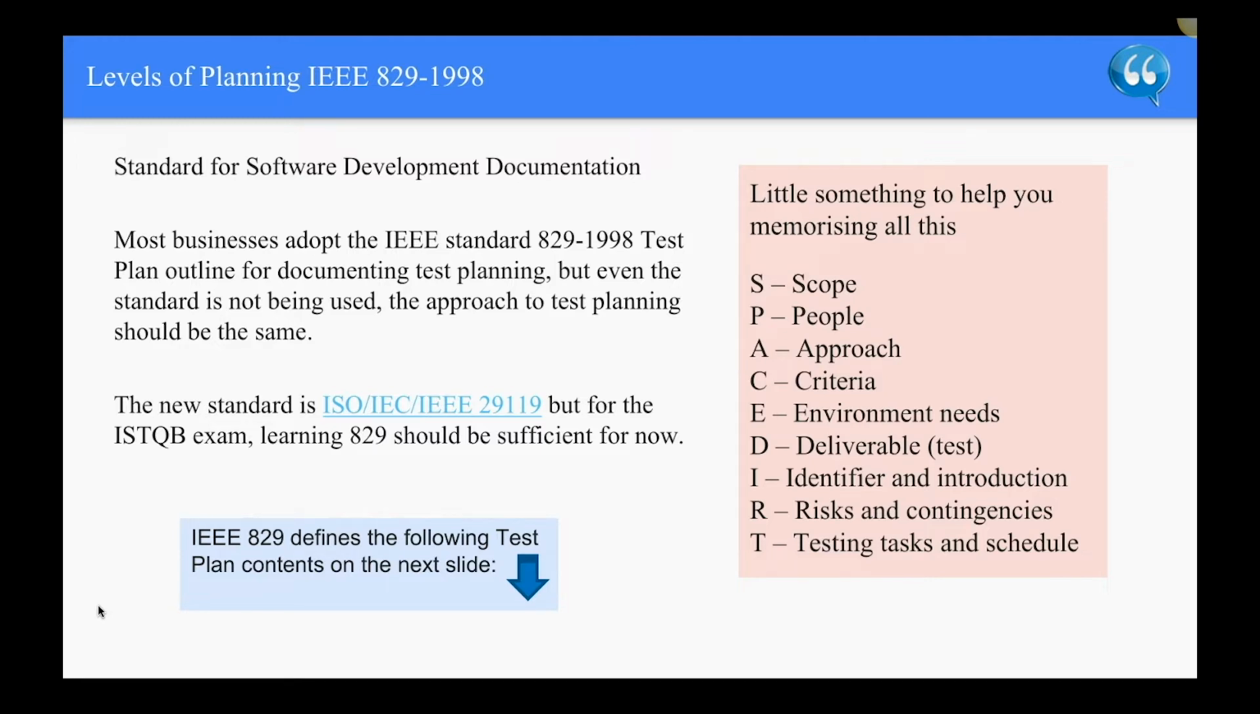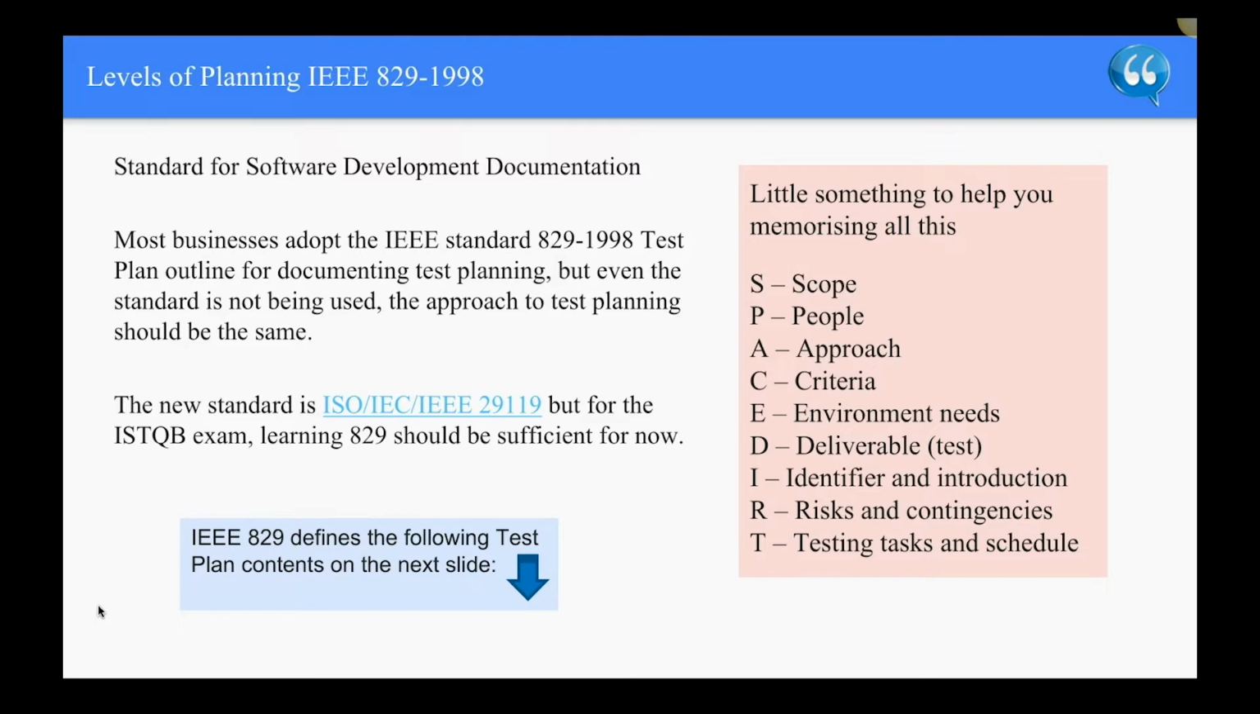So the new standard for 829 is actually ISO/IEC/IEEE 29119. But for the ISTQB exam, learning 829 should be sufficient, at least for now, until they update with the new standards. For now, you should be okay to learn 829 to be able to pass the foundation level exam.